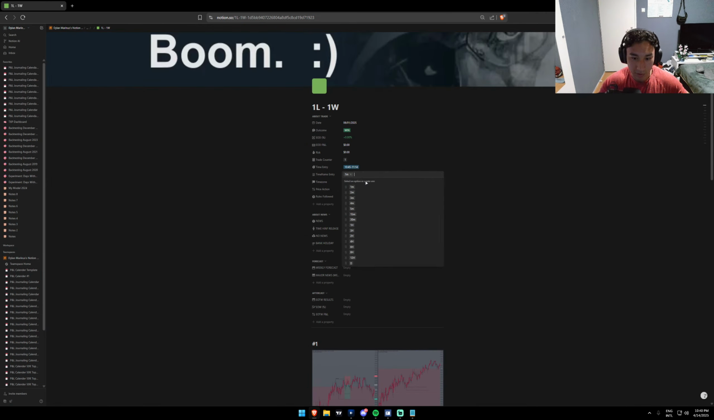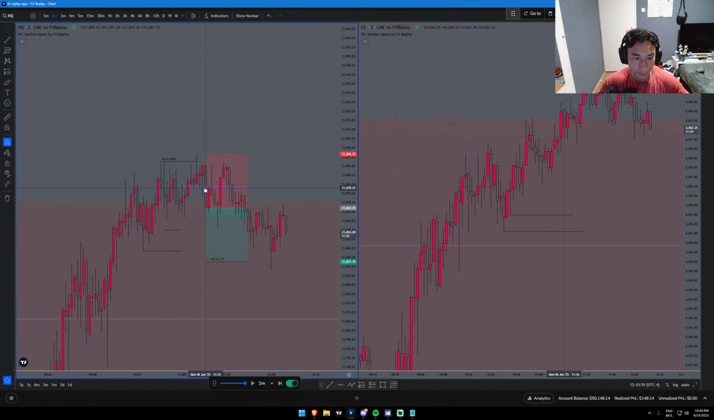And this was outside my kill zone. This is on 2 minutes. Time entry outside my kill zone. Price action was alright. Medium impact. Let's go to Tuesday now. See what I get there.